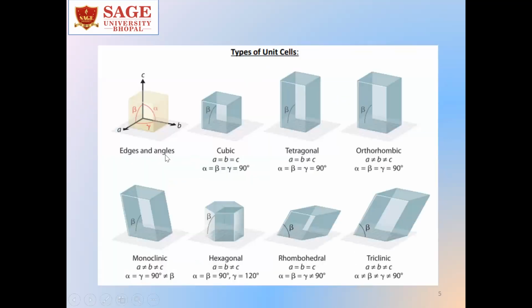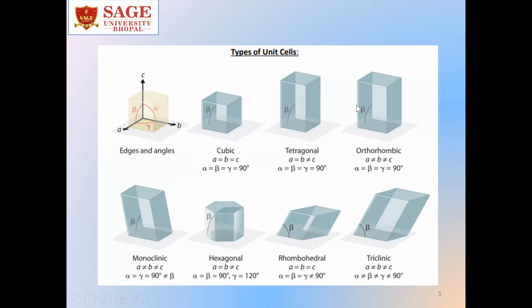So what are the unit cells? Here we can see there are three axes A, B, C and the angles are defined as alpha, beta, gamma for each unit cell. The unit cells can be of 7 types. First one is cubic, where A equals B equals C and alpha equals beta equals gamma equals 90 degrees. In tetragonal, A equals B not equal to C, but alpha equals beta equals gamma equals 90 degrees.